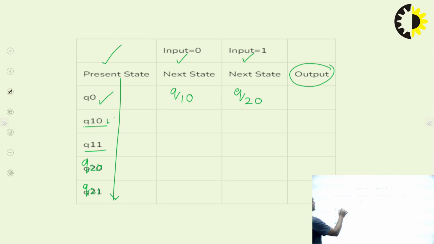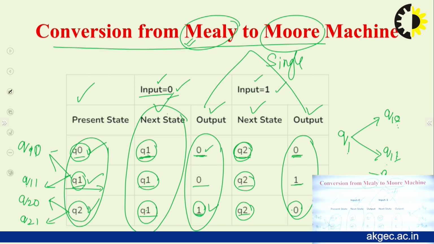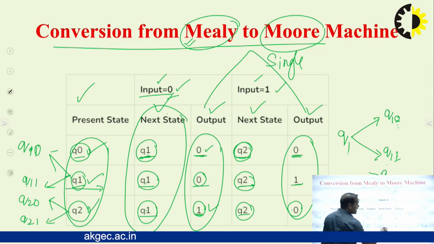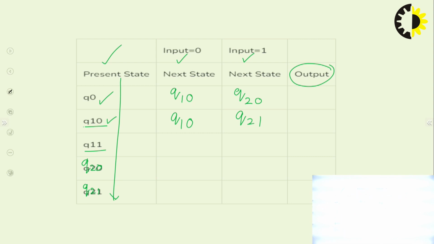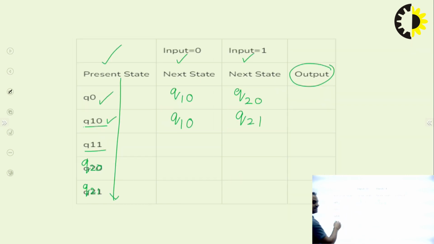Now for state Q10, we have to copy the row of Q1, keeping in mind that the state Q1 or Q2 is split into two parts according to output. Here the next state is Q1 and the output is 0, so we make the entry Q10. Here the next state is Q2 and the output is 1, so we make the entry Q21. In this way we make the table: Q10, Q20, Q10, Q21, Q10, Q21, Q11, Q11, and Q20, Q20. This is the table according to these entries.